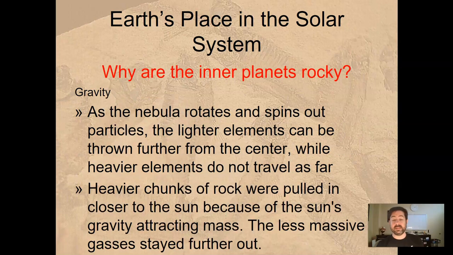And the third reason is gravity. Gravity wants to hold on to heavier stuff, and as this nebula was spinning around and this disk formed, that lighter stuff got flung off. The gravity of the sun wanted to hold on to the heavier stuff, and the lighter stuff, like gases, like hydrogen and helium, were able to make their way out a little bit further.